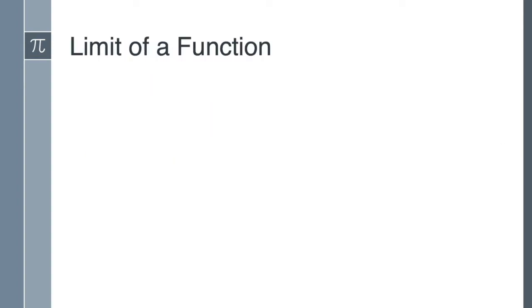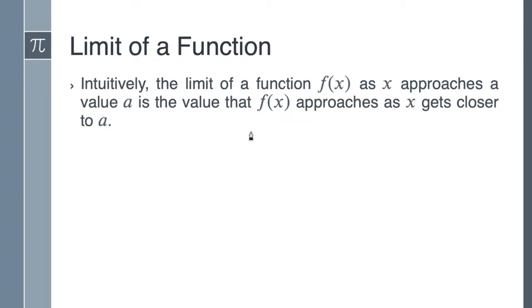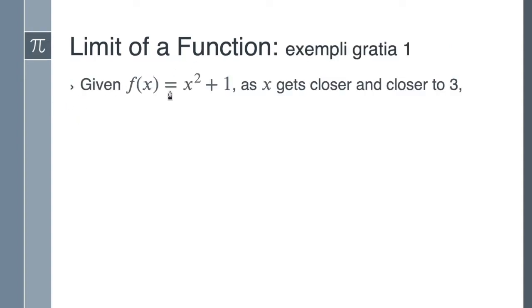Moving on, what is the limit of a function? Intuitively, the limit of a function f of x, as x approaches some value a, which in symbols we write as x arrow pointing to the right a, is the value that f of x gets closer and closer to. To illustrate that, let's have one example. Example 1: given the function f of x equals x squared plus 1, what is the limit as x gets closer and closer to 3?